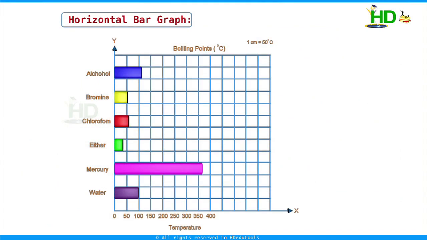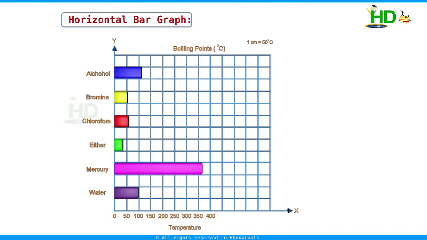Now we take another graph. This is a horizontal graph. Here along the x-axis, the temperature is taken. Along the y-axis, the boiling points of different materials: water, mercury, ether, chloroform, bromine, alcohol are taken. Now what information does the graph give? Yes, it gives the comparison between the boiling point temperatures of different materials.